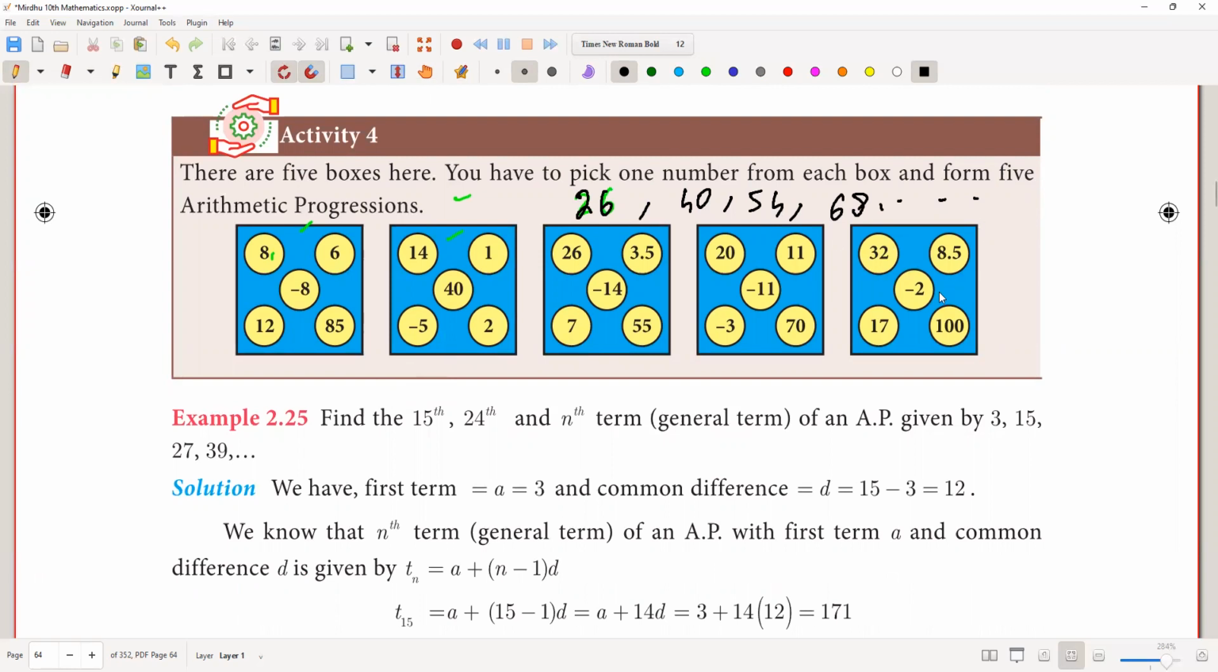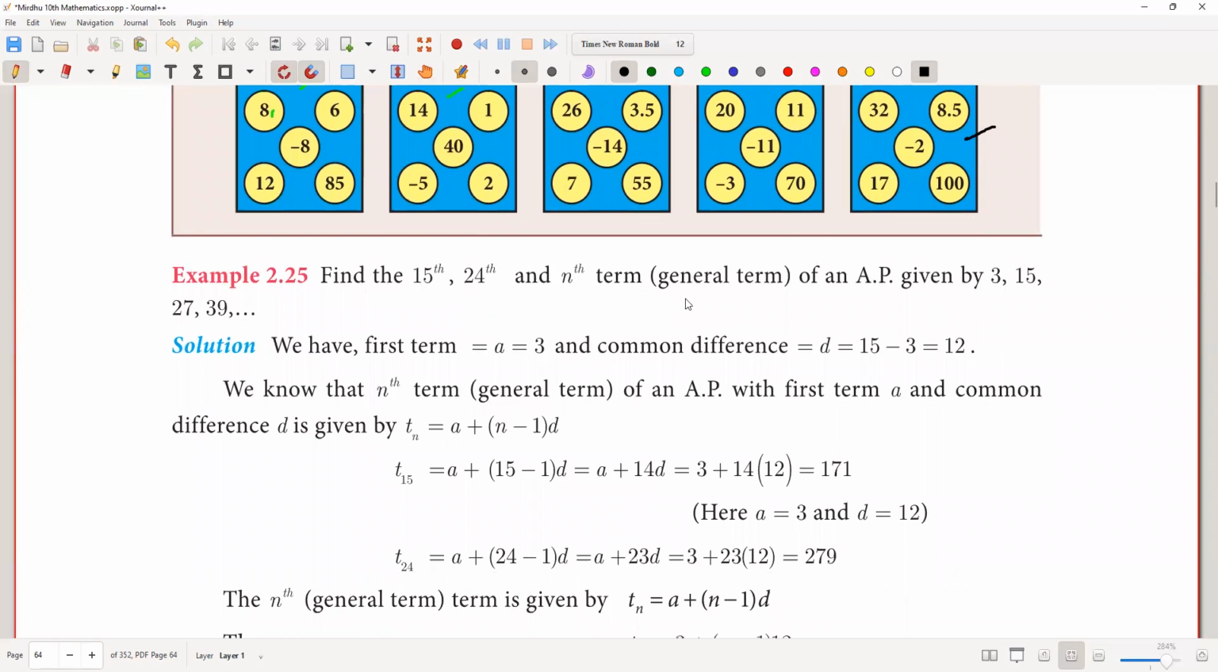See, this is 8.5, so it can be decimals also. 26, 8.5, it would become 34.5, 43, 51.5. All right, it will be just getting added one by one. So make it simple. Select a number, form an AP.